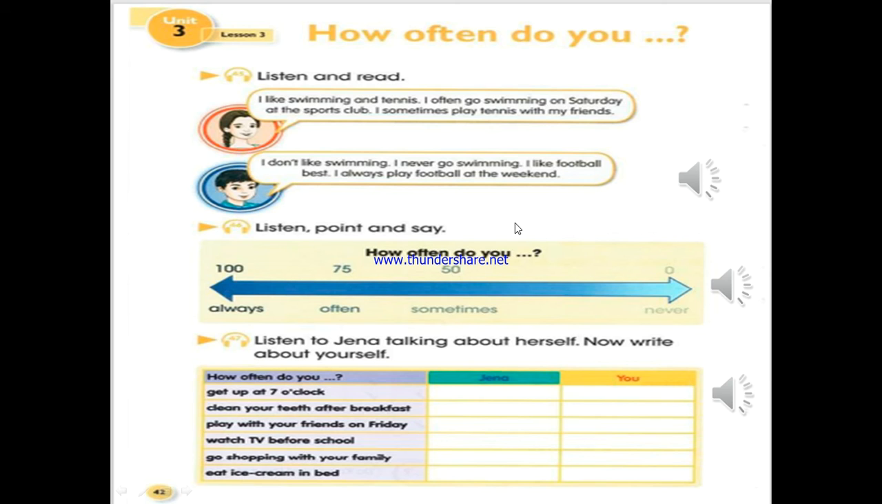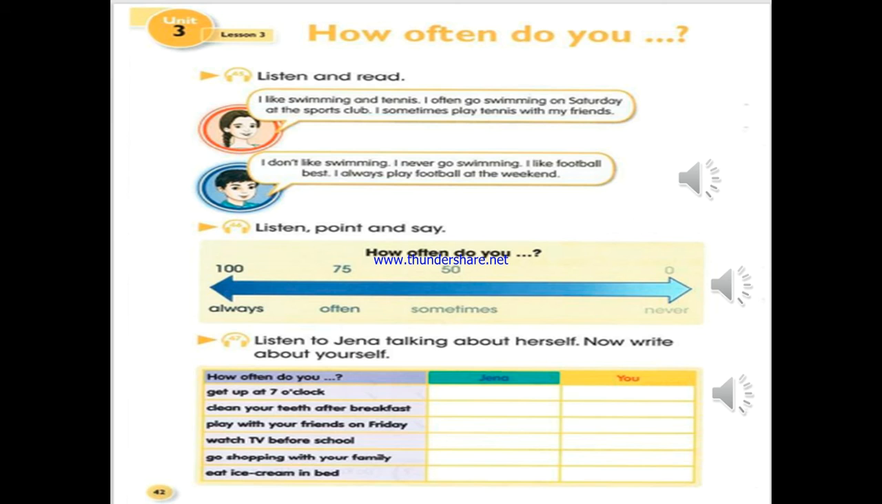Yes, please, repeat after me. Listen and read. How often do you? I like swimming and tennis. I often go swimming on Saturday at the sports club. I sometimes play tennis with my friends. I don't like swimming. I never go swimming. I like football best. I always play football at the weekend.